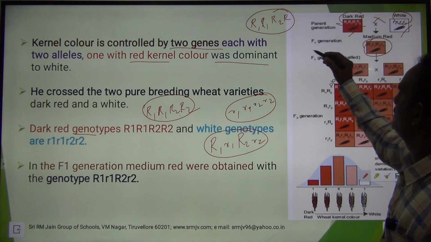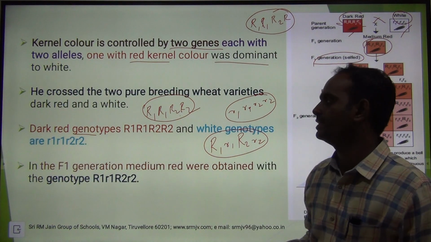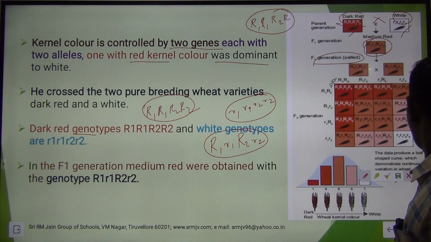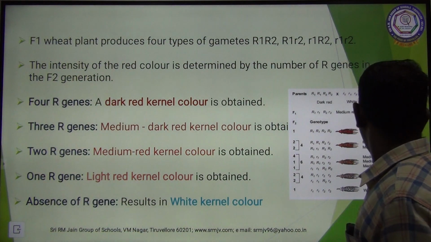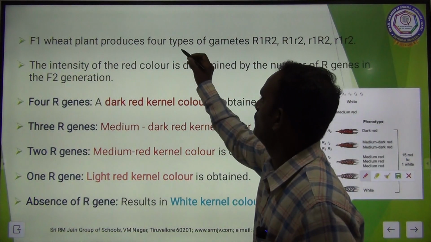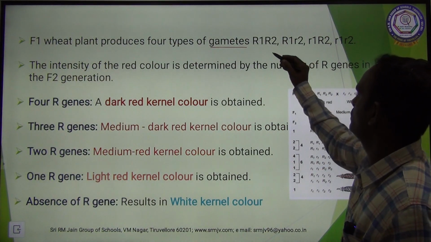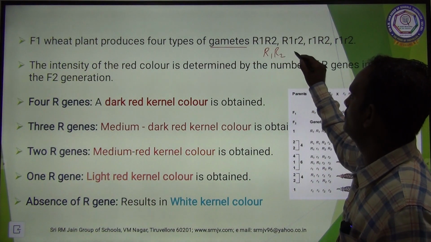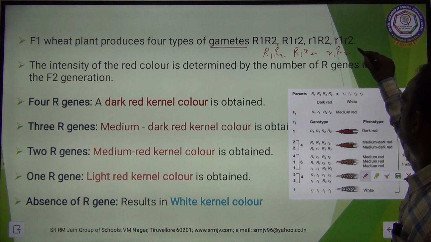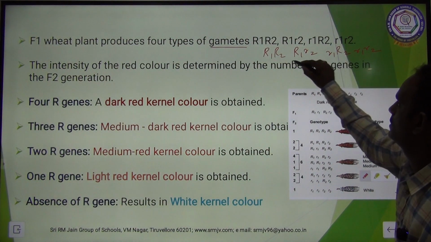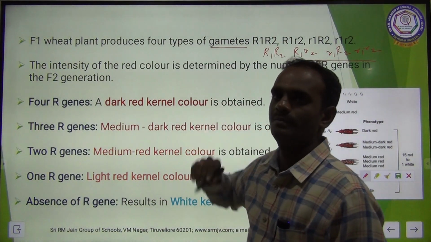Again this F1 is selfed. The F1 generation undergoes self pollination. The F1 wheat kernel produces 4 types of gametes: R1R2, R1r2, r1R2, and r1r2. These are the 4 different types of gametes produced from the F1 wheat plant.